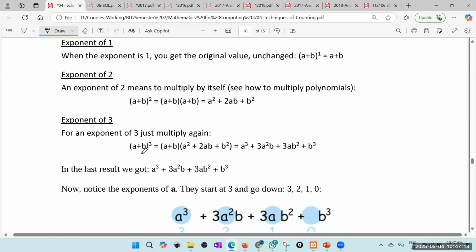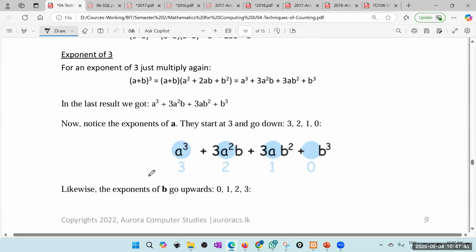And when you write this, mathematicians, actually Pascal, right? Remember we discussed about Pascaline, right? I think Pascal is a French mathematician or Scottish mathematician. So he saw a pattern, so that we can write what is a plus b to the power 4, a plus b to the power 5, a plus b to the power 6, and so on. So what is that pattern?